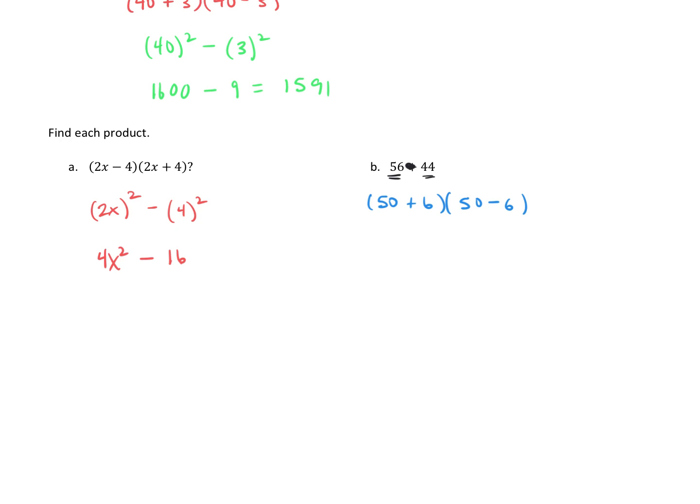Pattern says all you got to do is square the first term, write down a subtraction, square the second term. 50 squared, multiply the 5's, 25, add on the 2 zeros. Carry down your minus. 6 squared is 36. And then a little fast math, we get 2,464.